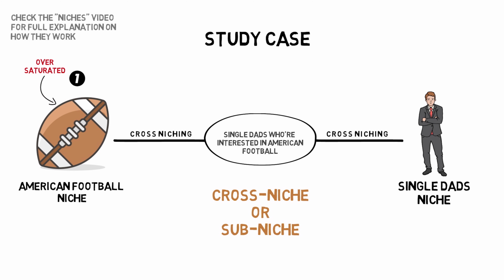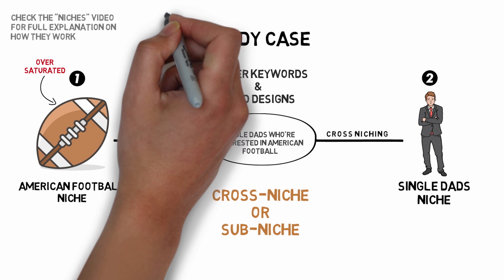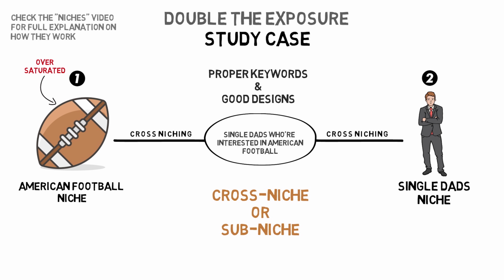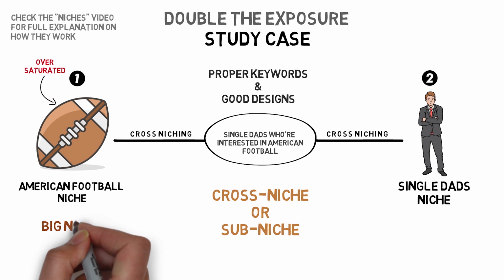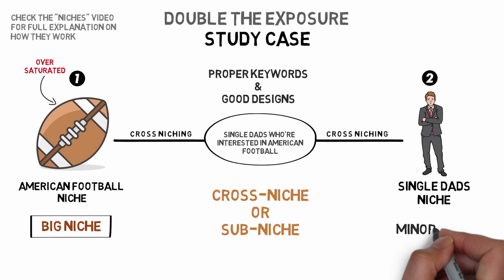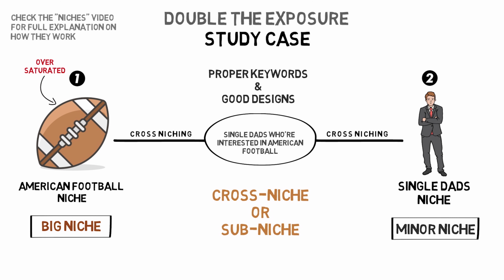First one is American football. Second is single dads niche. And with proper keywords and good design, we'll have a decent placement in the market as we've doubled the exposure now. And guys, one more tip, cross niches must have one big niche, and the second should always be a minor one. For example, the single dads niche is a pretty minor niche, so it'll work out.